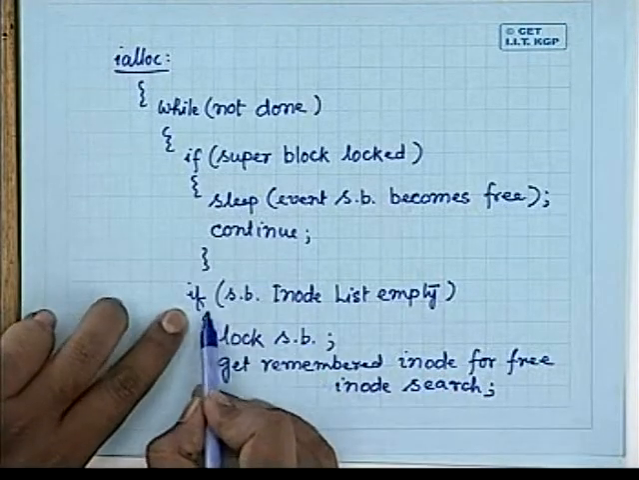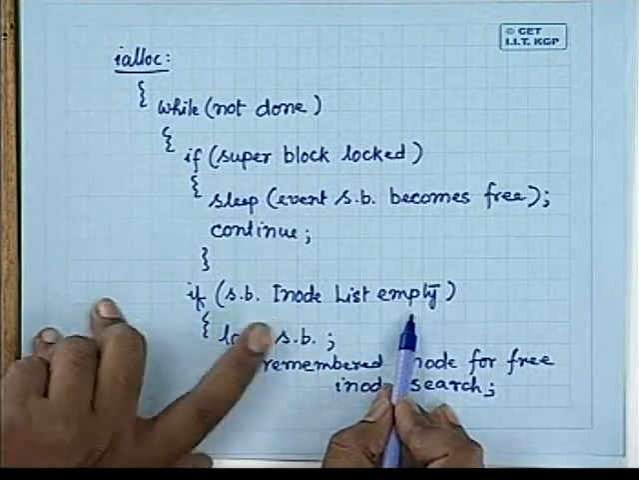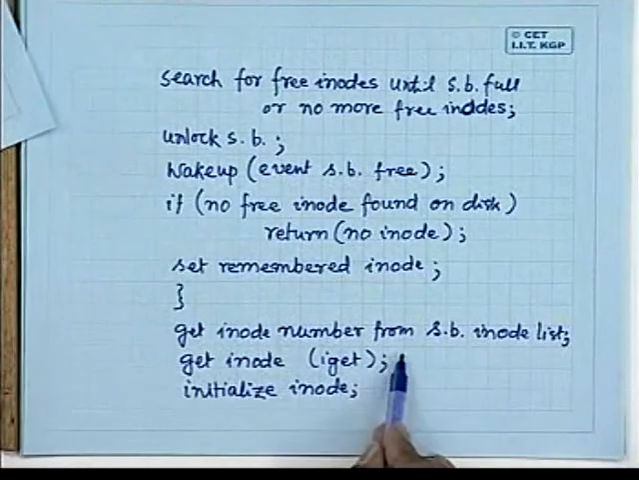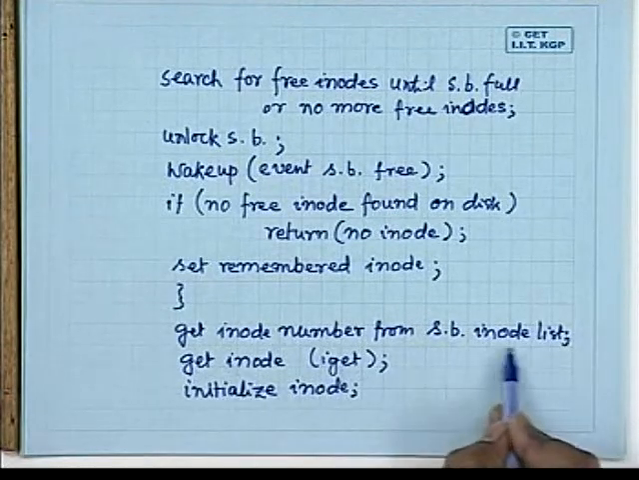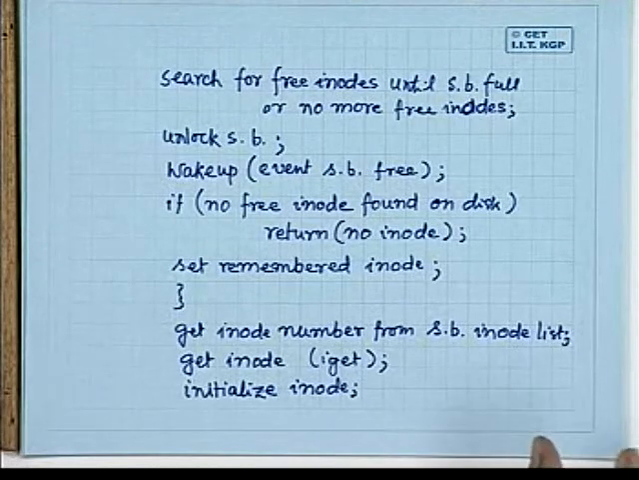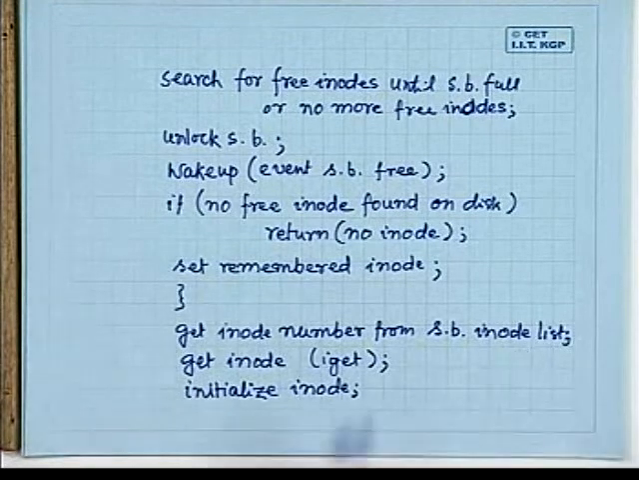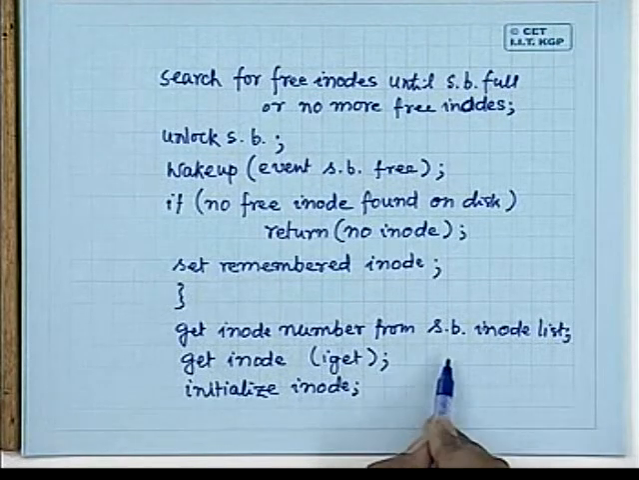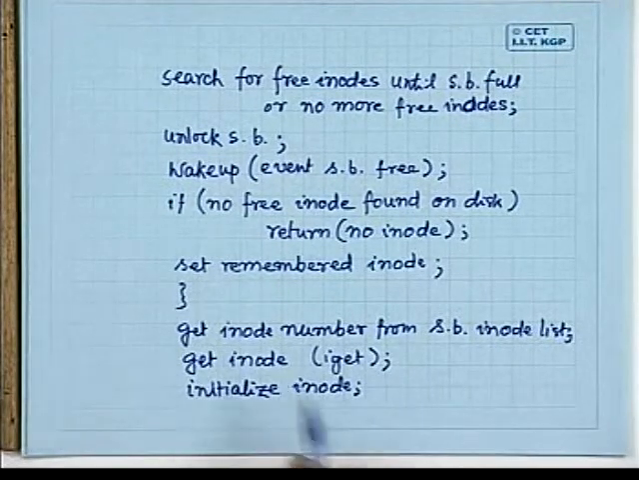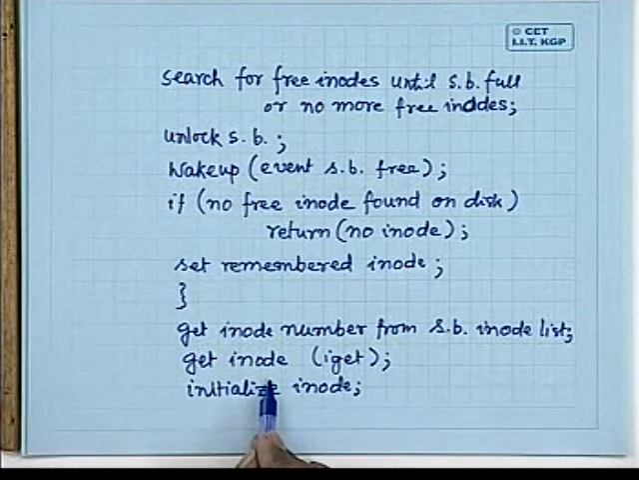If it is not locked, then within the superblock you have to check whether the superblock free inode list is empty or not. If the superblock free inode list is not empty, then I don't have any problem. I can simply get an inode number from the superblock free inode list, then get inode. Here I have an inode from the disk, but for working on this inode, I have to have an in-core copy. So for this inode number which has been acquired, I have to get an in-core copy where this inode can be copied. So for that I have an iget algorithm, that is, get an in-core inode.